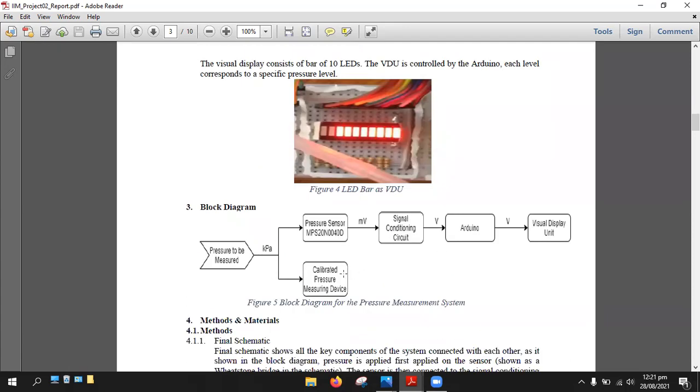This is a block diagram which tells us the pressure to be measured is fed into the sensor, which is then passed into the Arduino for signal conditioning.